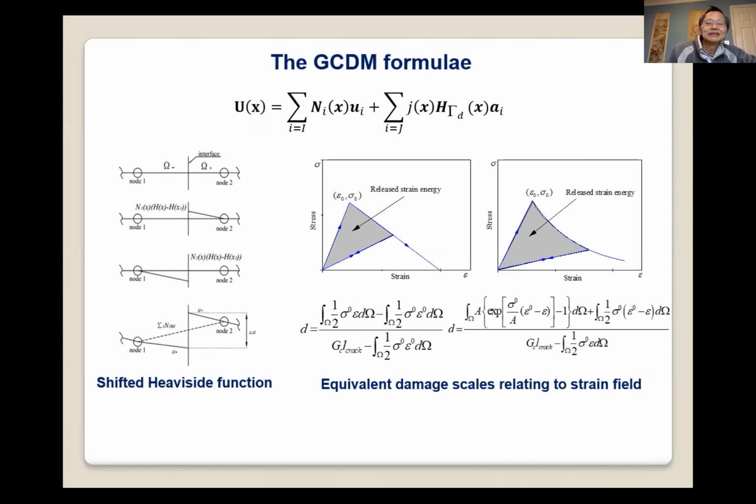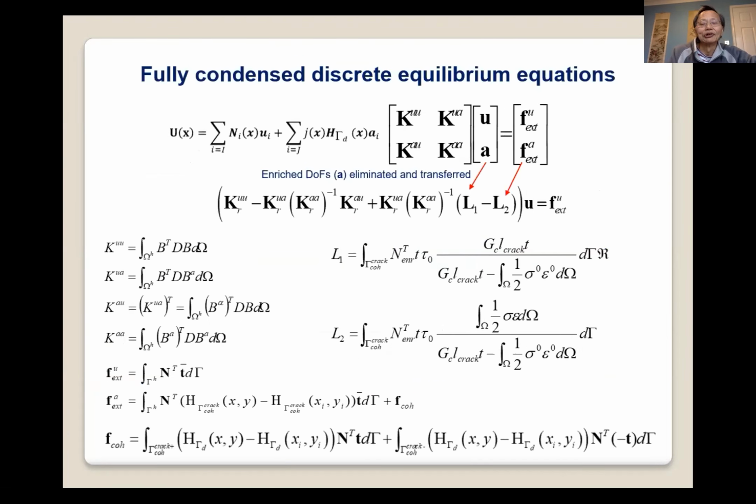This is the basic GCDM formula, based on the traditional deformation field. We introduce an enriched degree of freedom, A, that is used to describe the discontinuities. Then, together with a shifted Heaviside function on the left-hand side and an equivalent damage scalar regarding the strain field, we can describe crack initiation and propagation, and so on.